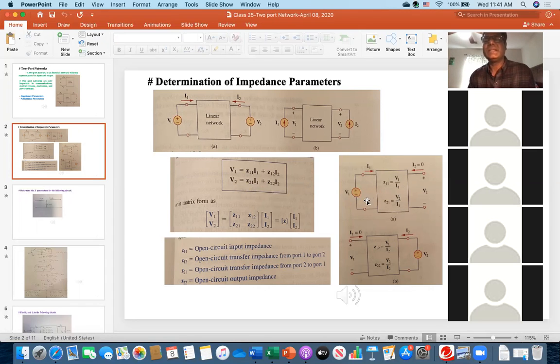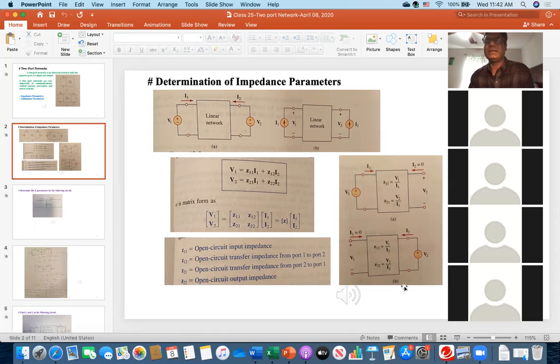So this means, as I told you, that your goal is to find out or to calculate those four impedances. So how to calculate Z11 and Z21? That time you have to keep the right side port open. This means you have to make I2 0. Under that condition, you can calculate those two parameters.